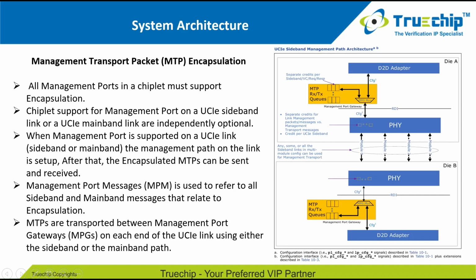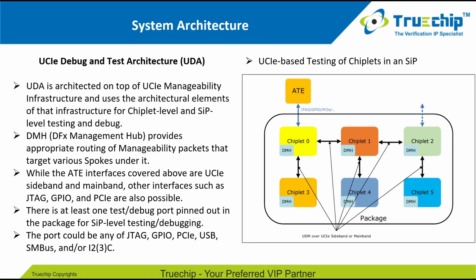This is how manageability works. It defines how management transport packets, MTPs, are encapsulated and transported over the existing sideband or mainband links. Now moving to the UCIe debug and test architecture. Building on this, UDA provides a standardized debug infrastructure for chips and SiPs. The diagram on this slide shows an ATE, automated test equipment, can connect to the package and use a DMH within each chiplet to route debug and test packets.